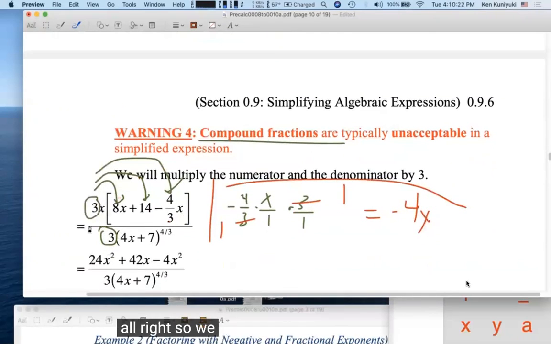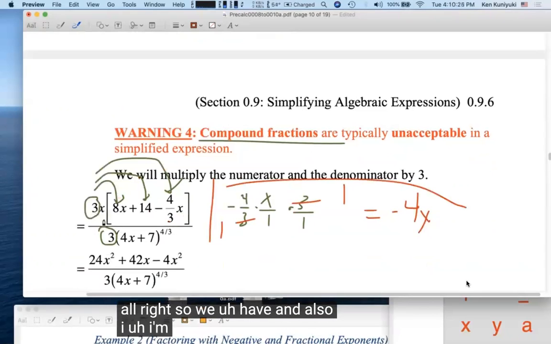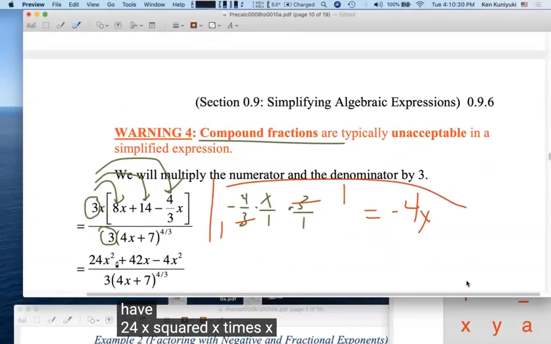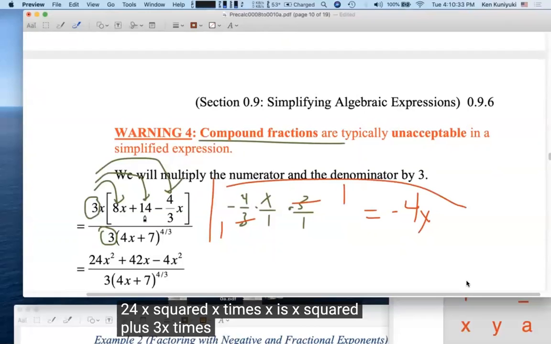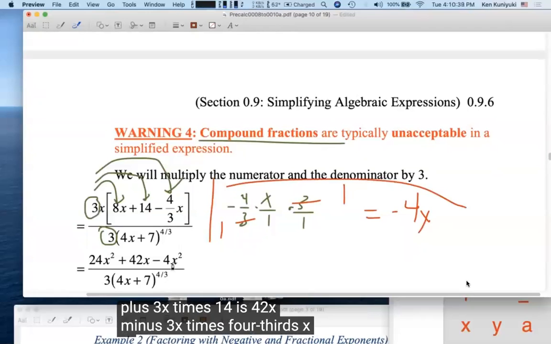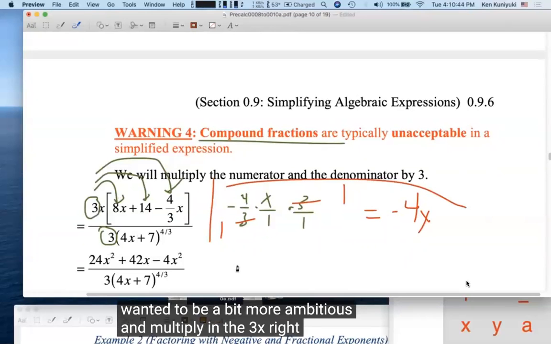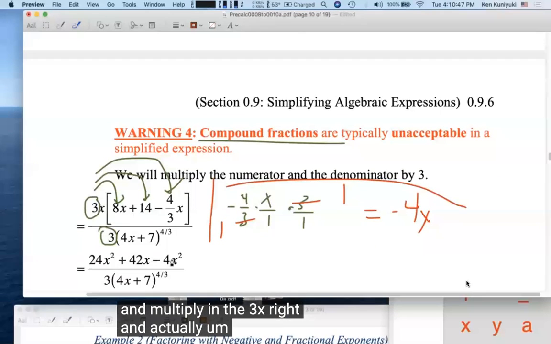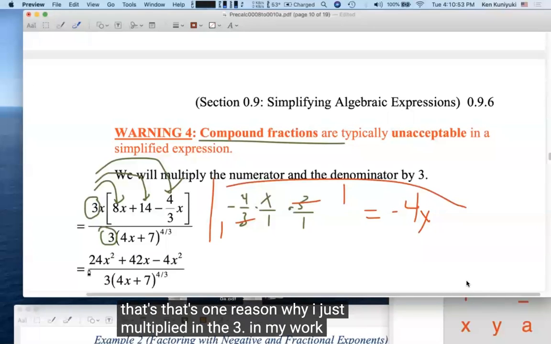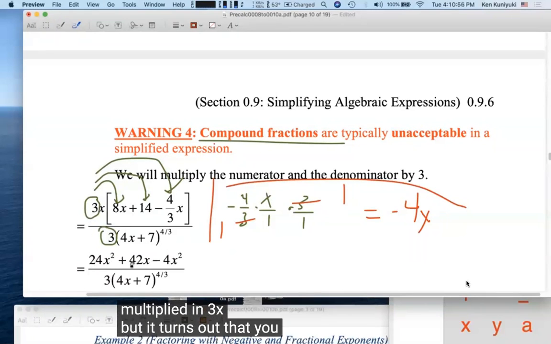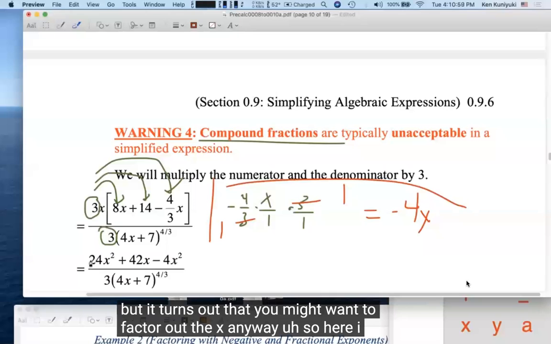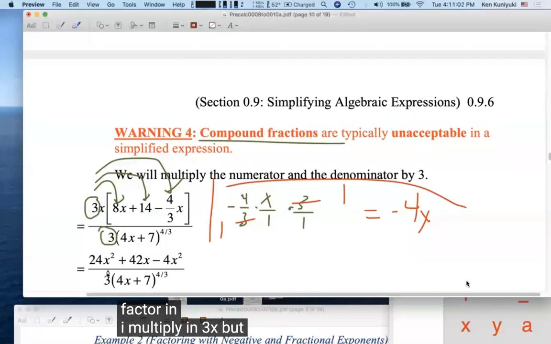All right, so we have, and also I multiplied the x also. So we have 24x squared, x times x is x squared, plus 3x times 14 is 42x, minus 3x times 4/3 x is going to be 4x squared. So if you wanted to be a bit more ambitious and multiply in the 3x, right? And actually, maybe that's a bad idea. That's one reason why I just multiplied in the 3. In my work here, I multiplied in 3x, but it turns out that you might want to factor out the x anyway. So here, I multiply in 3x, but that might be overkill.